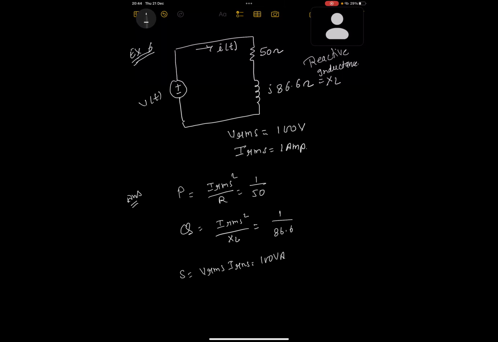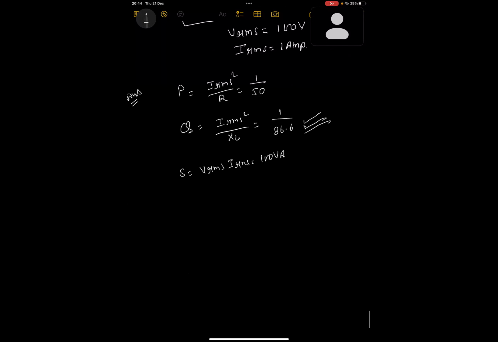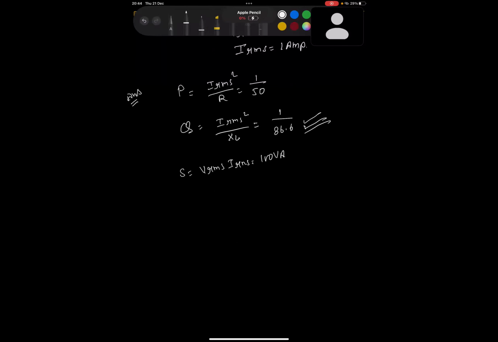Okay. So here is a reactive inductance. That's why Q comes in the figure. If there is only resistance, then Q is not in the figure. Okay. Now one other important quantity comes into the picture, that is power factor.